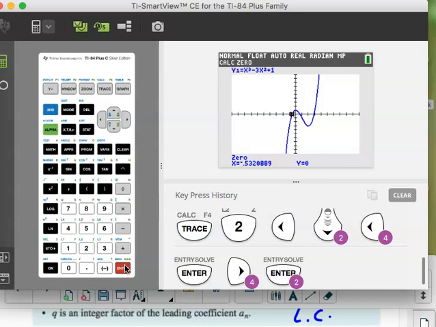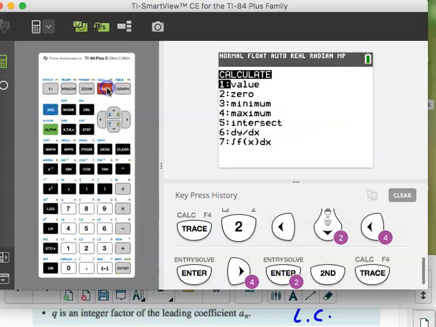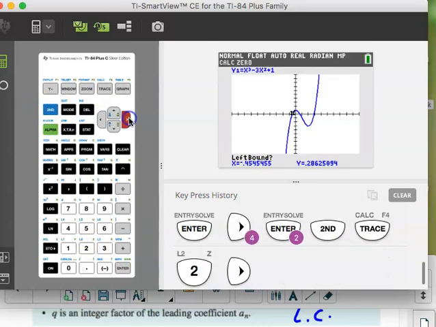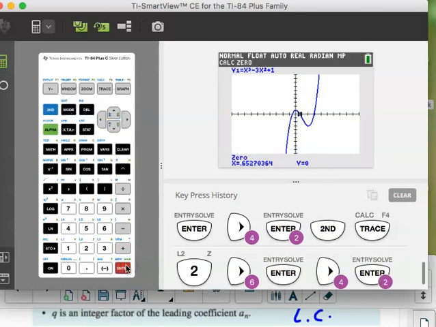So I still have 2 more to check. Second trace, number 2. And I'm above it to the left and press enter. Below it and to the right, press enter.